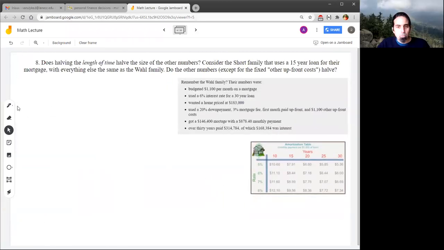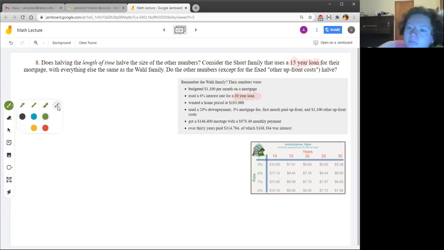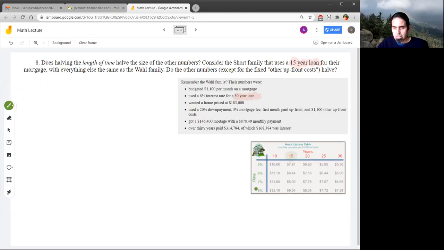Okay, so now we're going to take the length of time, the 30-year loan, and change it to be a 15-year loan. We're keeping all the other numbers the same. We're not changing the 1,100. We're not changing the 6%. So does taking the 30 and making it half as big make any other numbers half as big? Does that nice pattern keep going? So 15 and 6% gives us $8.44.